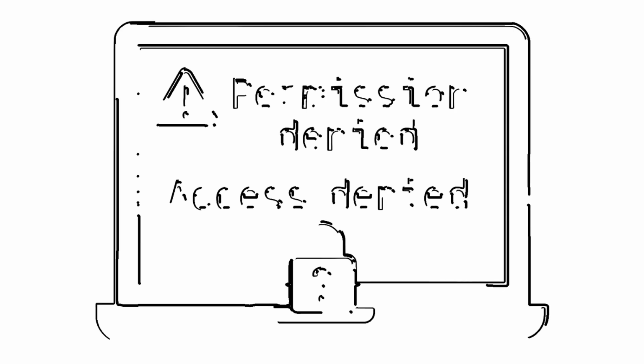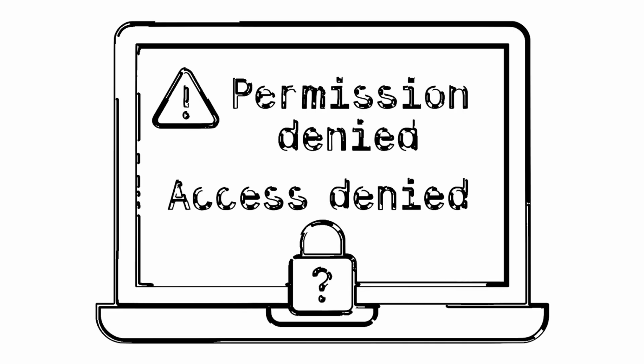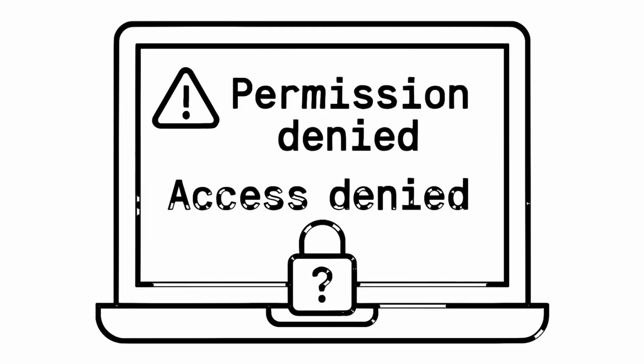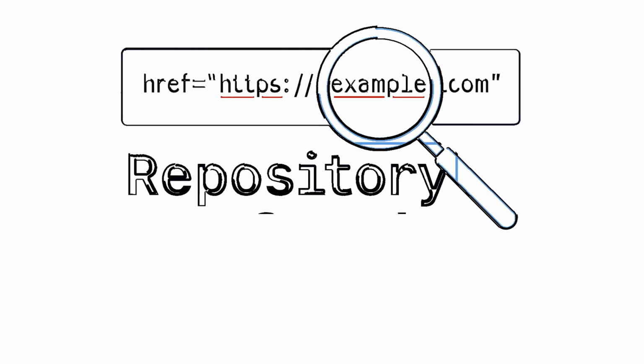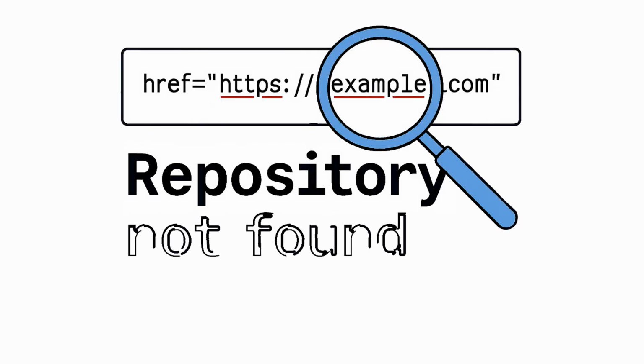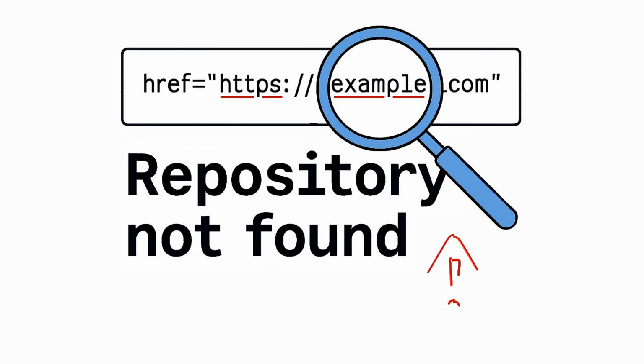Here are a few quick common issues. If you see permission denied or access denied, you probably don't have rights to that repository, or your token is wrong. Check your login details or ask the repo owner for access. If you see repository not found, double-check the URL. One typo is enough to break it.